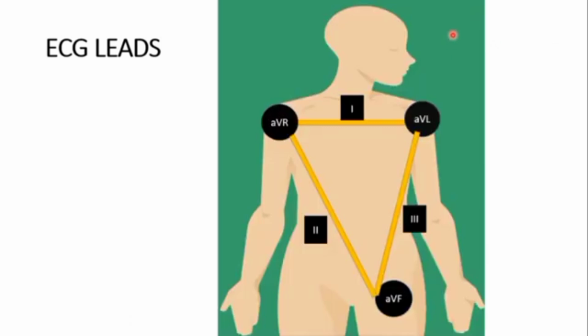Now let's see some special leads. There are bipolar leads, lead 1, 2 and 3. Bipolar means 2 poles. If you see here, lead 1 has 2 poles, AVR and AVL. Lead 2 has 2 poles, AVR and AVF. Lead 3 has 2 poles, AVL and AVF. These are just the potential difference of 2 leads, so they are called bipolar leads. All other leads are unipolar leads.